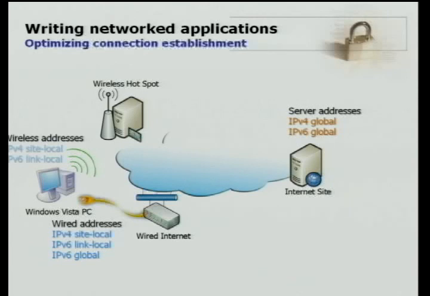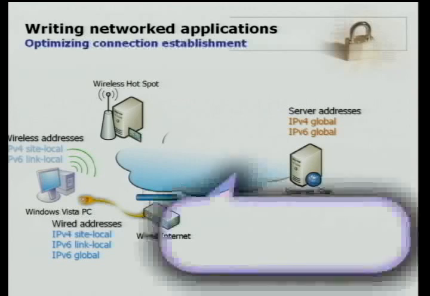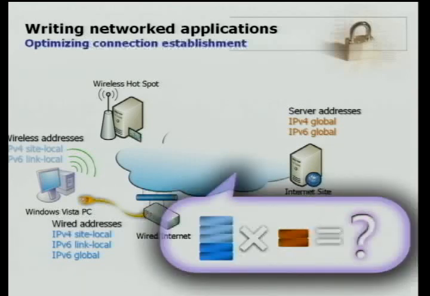hotspot as well as having a plugged-in connection. The hotspot interface has its own addresses, and then the wired connection has its own addresses, and then the server that it's connecting to has a bunch of addresses as well. So if you try to take the cross product of these, you'll spend a lot of time trying to figure out which one of these is the right connection.